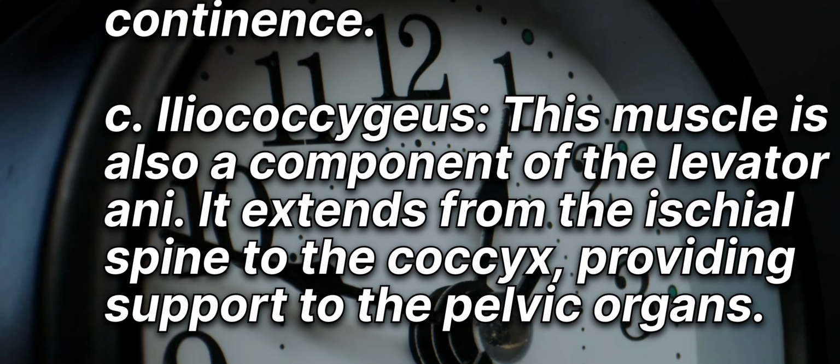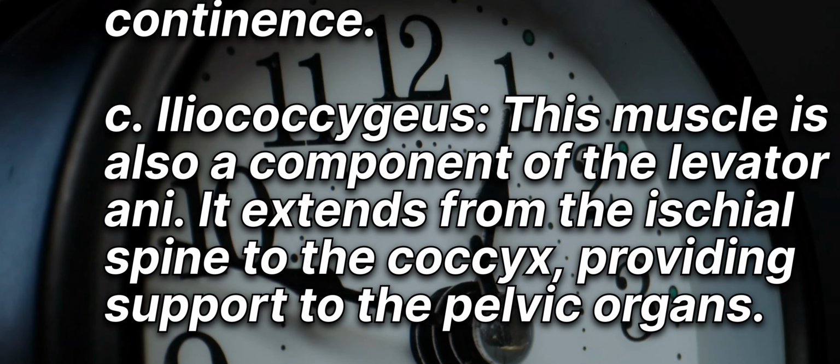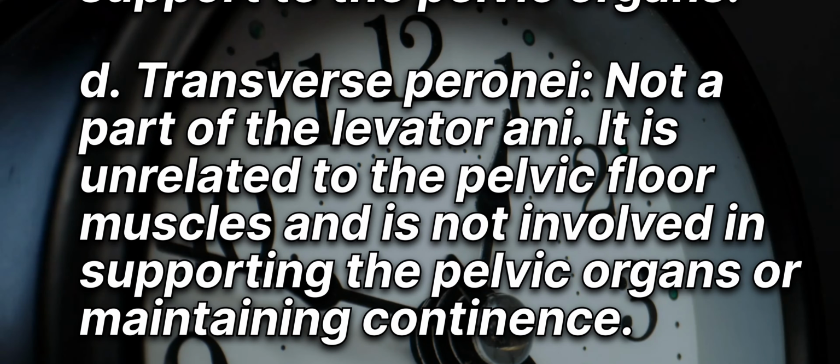C. Iliococcygeus. This muscle is also a component of the levator ani. It extends from the ischial spine to the coccyx, providing support to the pelvic organs. D. Transverse perinei, not a part of the levator ani. It is unrelated to the pelvic floor muscles and is not involved in supporting the pelvic organs or maintaining continence.